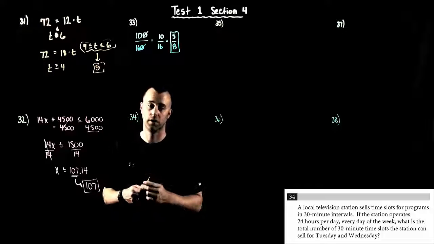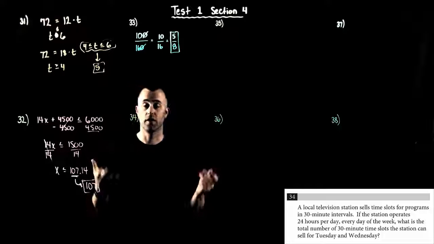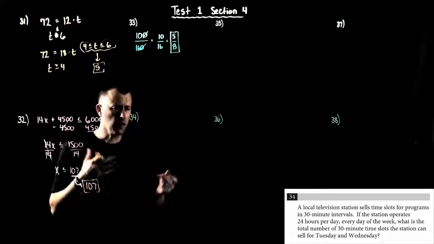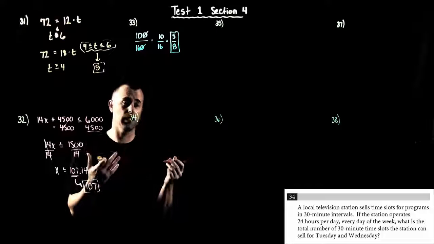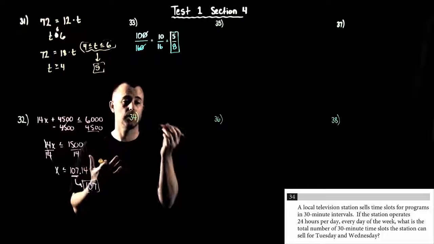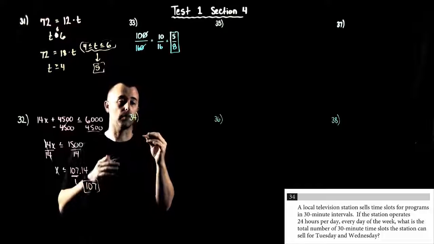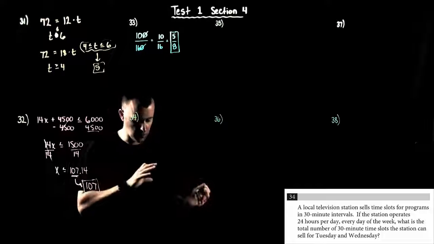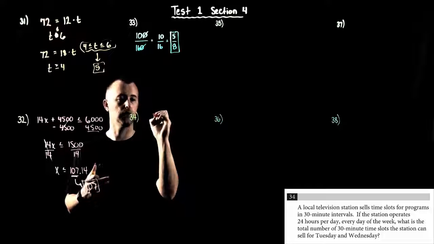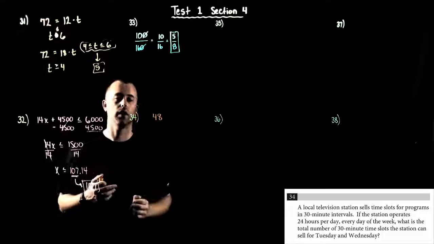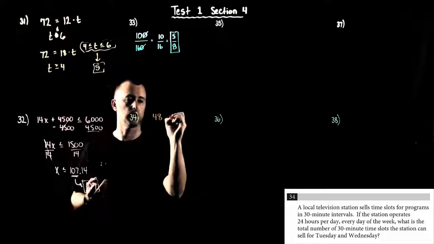Tuesday and Wednesday? So this is another very quick question. Again, we have 30-minute time slots. So in a full day, for the number of time slots, we're going to go 24 times 2. And again, 24 hours in a day. So that gives us 48 time slots in one day. And then we have 2 days that we're selling for.